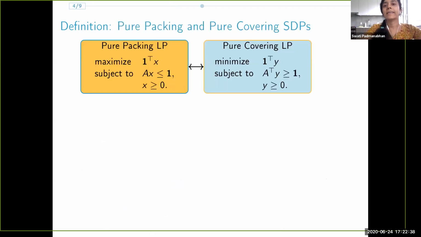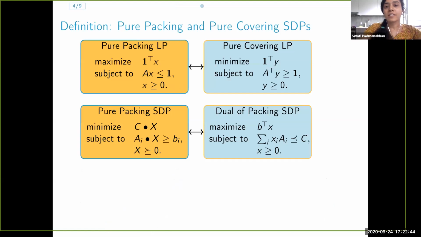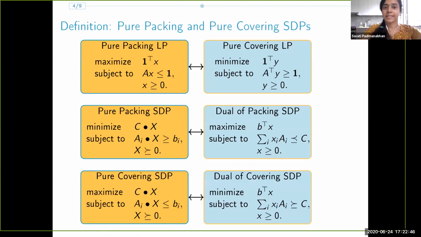You might have seen packing and covering LPs before, and you might also know that they are dual to each other. But the difference from the LP setting is that in our setting, packing and covering SDPs are not dual to each other. As a consequence, if you solve a pure packing LP, then you can immediately get a solution to the pure covering LP by strong duality. But this doesn't hold in the case of SDPs.